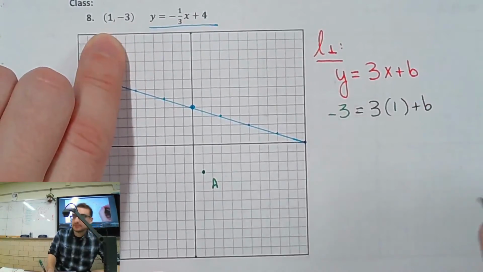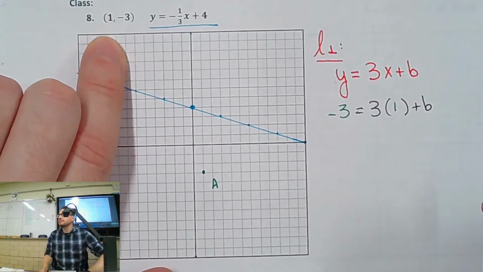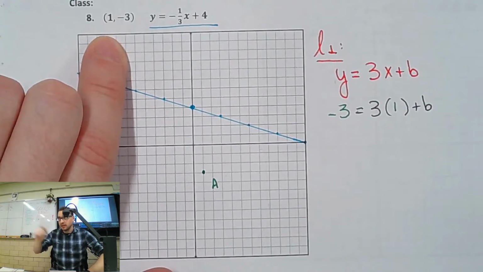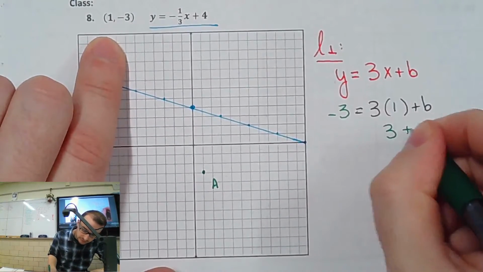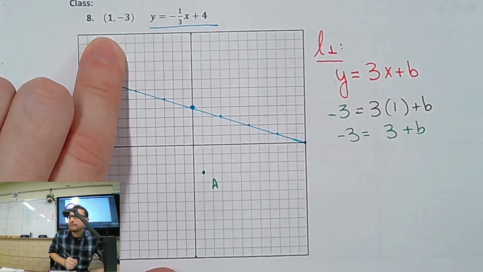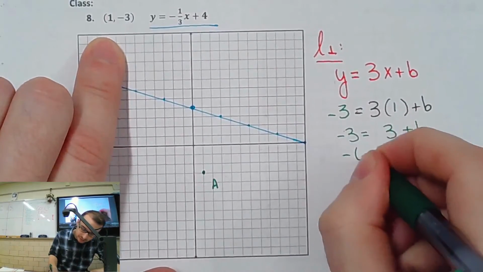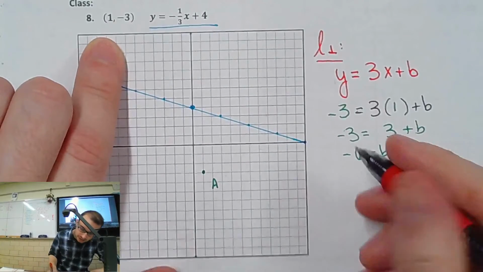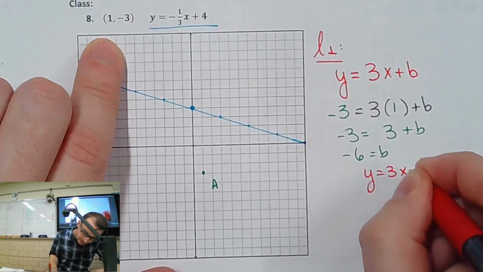And 1 for x. Good? Stay with me. You're fading in and out. We get 3 here, and negative 3 there. I'm going to subtract 3. I get negative 6 for b. So that means our line is going to be y equals 3x minus 6.